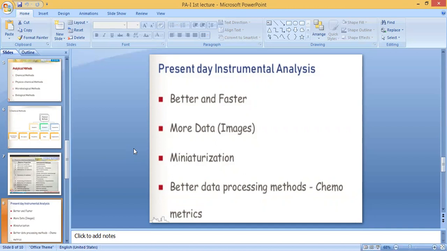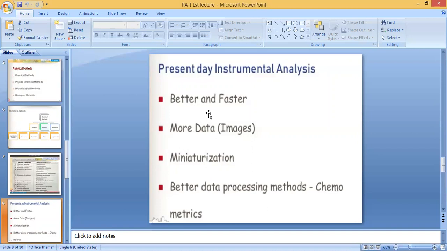The data given by the instrumental part of analysis are more accurate, and we can interpret the data either in the form of images or in the form of a graph, and we can find out its concentration. Miniaturization can also be done with the help of instrumental methods of analysis, and better data processing can be done as compared to the classical method of analysis. So these are the advantages of the instrumental method of analysis as compared to the classical one.